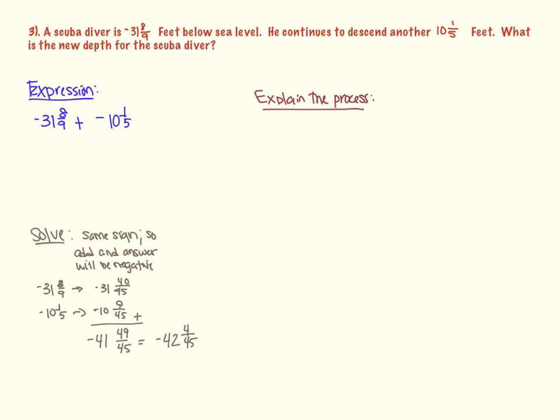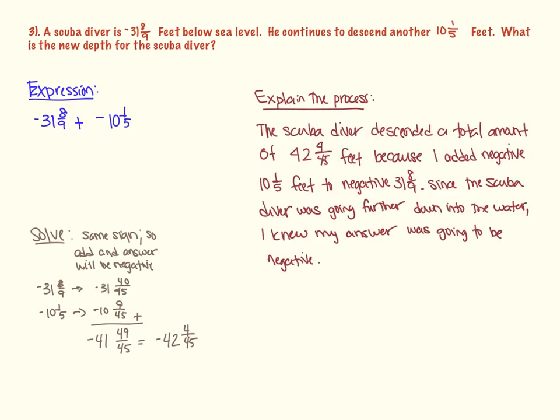So the explanation for this one is, the scuba diver descended a total amount of 42 and 4/45 feet because I added negative 10 1/5 feet to the negative 31 8/9. Since the scuba diver was going further down into the water, I knew my answer was going to be negative.